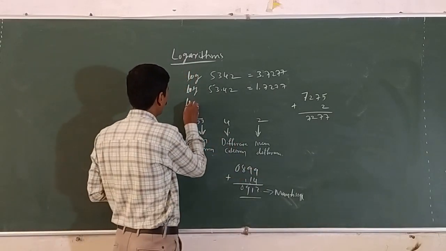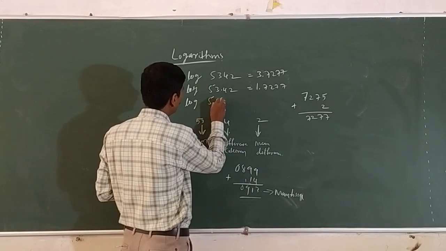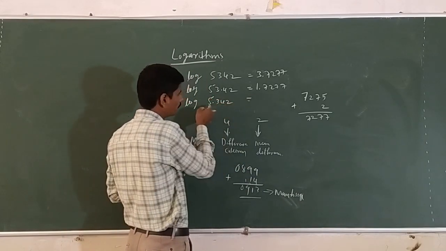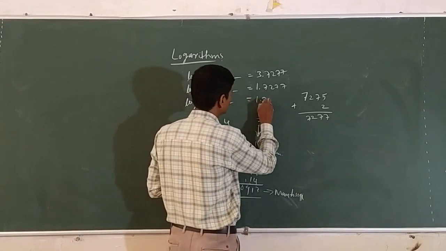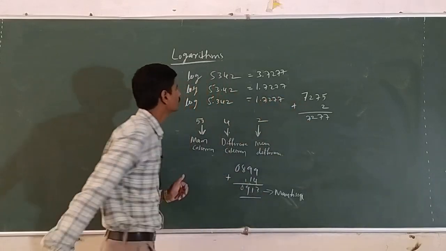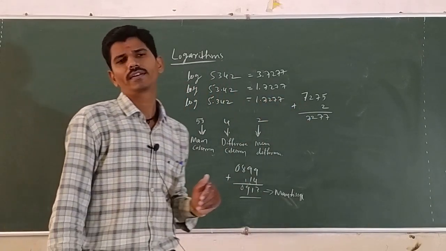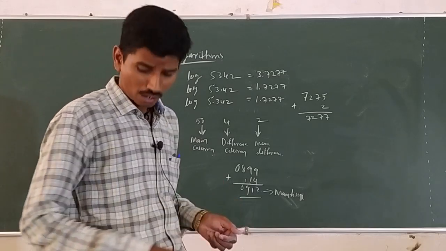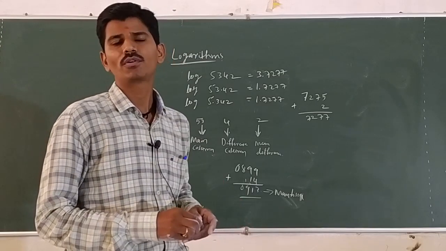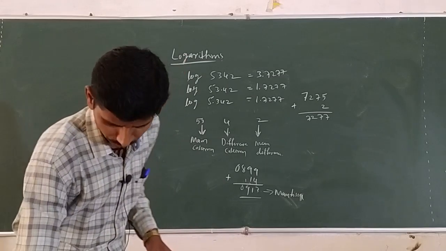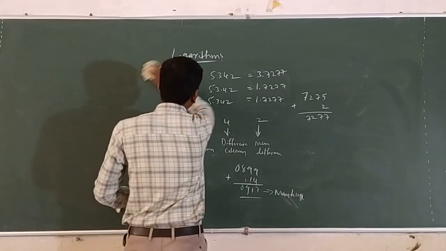Okay, here find the log of 5.342. Here the number of digits is 1, so 0.7277. Okay, it is about logarithm. The next one is how to calculate anti-logarithm using the log table. Next one is anti-log.